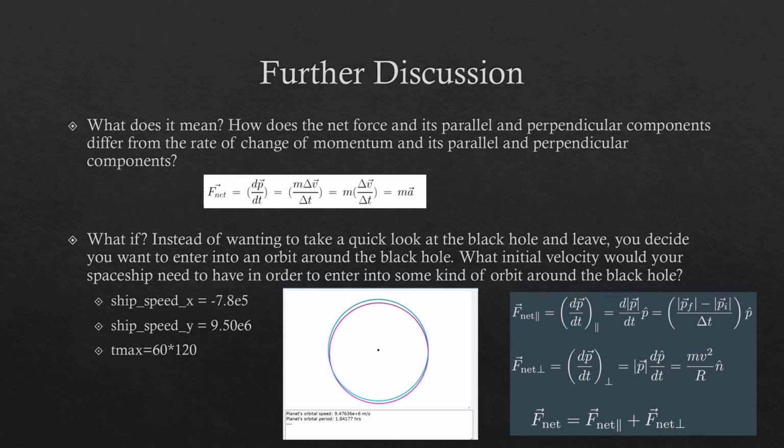And instead, what if we want to look at the black hole in an orbit? Well, I found out that these values work, and they give that resulting image.